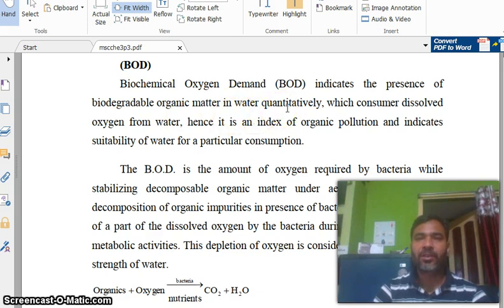So you have the two parameters, qualitative and quantitative. So in BOD we are talking about biodegradable organic matter in water quantitatively, which consumes dissolved oxygen from water. Hence it is an index of organic pollution and indicates suitability of water for a particular consumption.